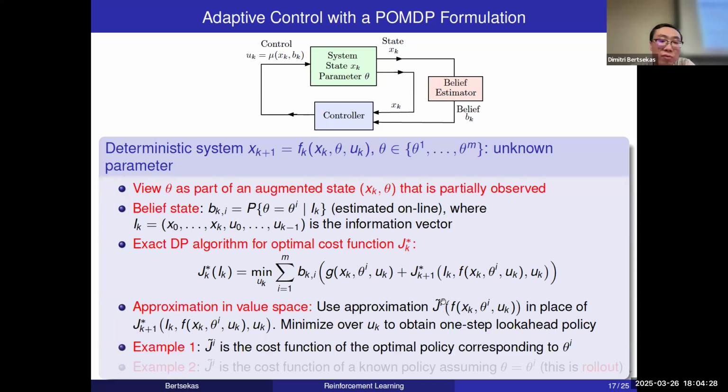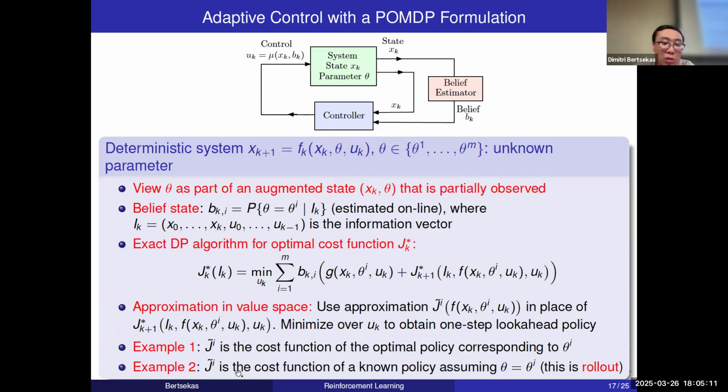There are multiple choices of this J tilde i. One possibility is that it's the cost function of the optimal policy corresponding to theta i. Suppose we know the value of theta equal to theta i, and we solve this fully observable problem, because now we know the value of theta and it becomes a deterministic problem. We can solve it exactly, suppose. Then we can get this J tilde i, and we need to solve m such problems to obtain the J tilde i, and we use that in place of J star. So this is one example.